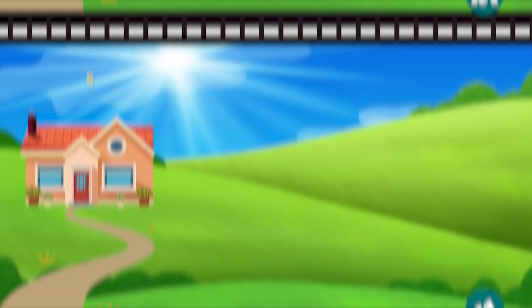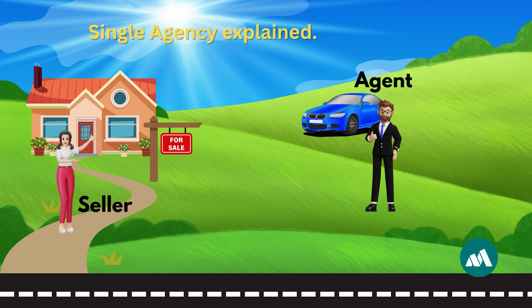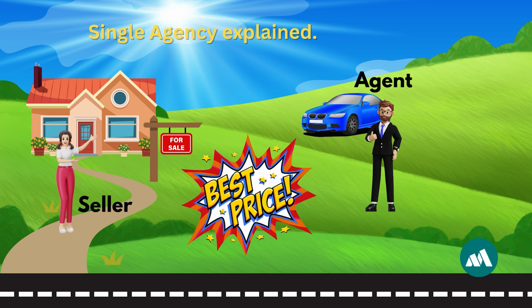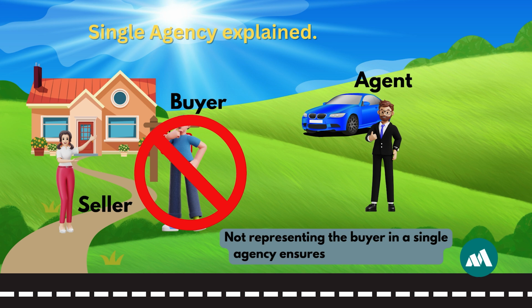Here's an example of a single agency relationship. Let's say you're working with a seller to list their home. As their single agent, you focus entirely on securing the best price and terms for the seller. You cannot represent the buyer in this transaction, which will ensure there's no divided loyalty.